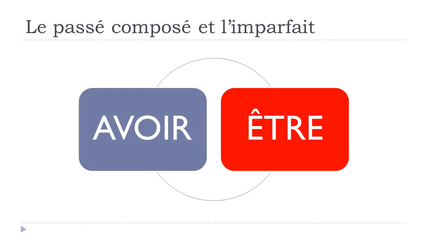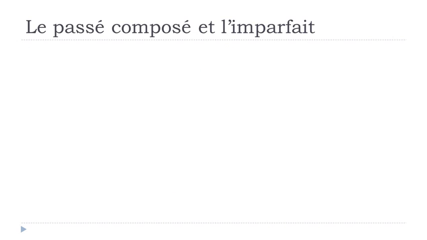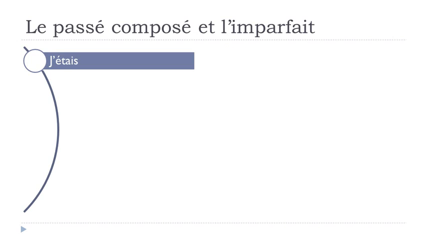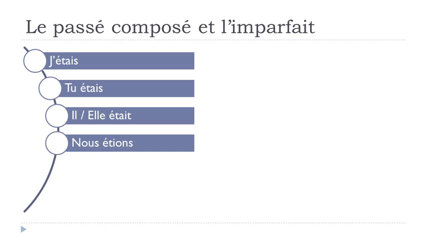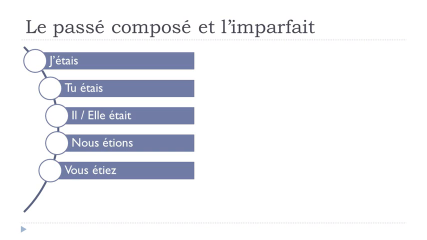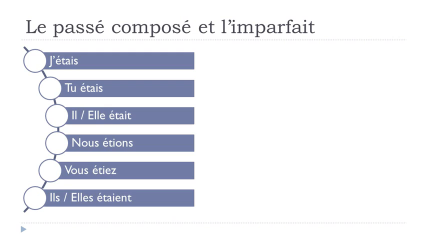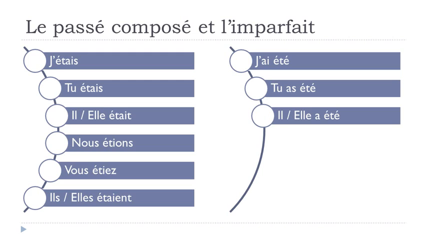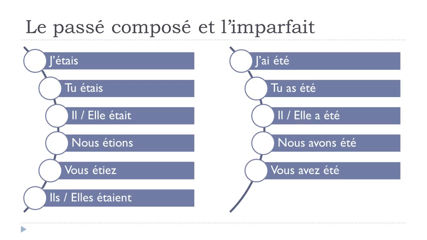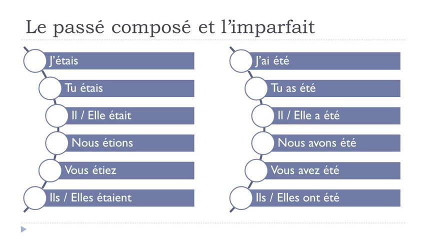Alright? Let's see être now. And it goes like j'étais. So same thing here. We'll start with the imparfait form. Tu étais, il était, elle était, nous étions, vous étiez, ils étaient, elles étaient. And then the passé composé form. J'ai été, tu as été, il a été, elle a été, nous avons été, vous avez été, ils ont été, elles ont été. Okay, so let's take 1 minute again to pronounce them.